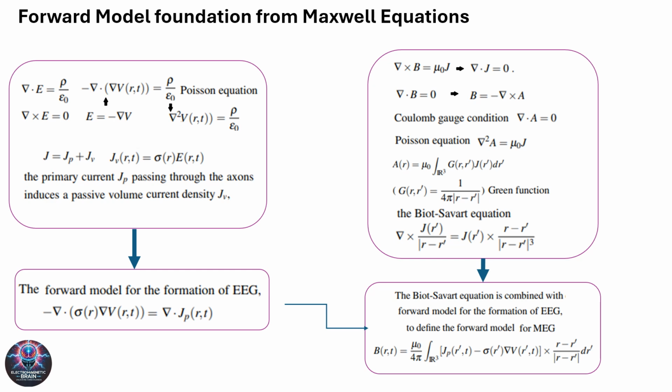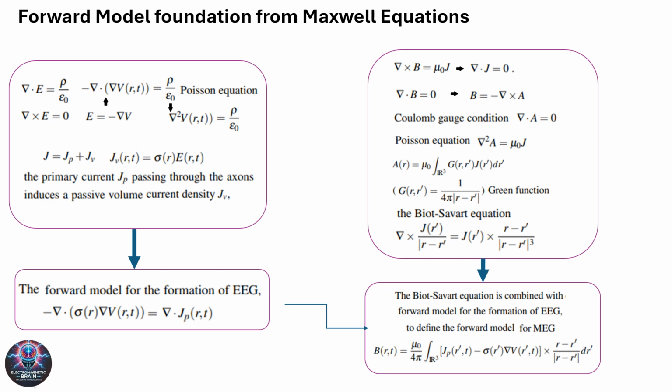In the absence of currents, the potential satisfies Laplace's equation, ∇²V = 0. When considering conductivity σ, the equation adjusts to ∇²V = (σ/ε)·j, where ε is the permittivity and j is the current density. The passive volume current induced by the conductivity is given by J_V = σE. Therefore, the forward model for EEG is described by the equation ∇·(σ∇V) = J, which details how the electric potential V is influenced by conductivity and current sources.